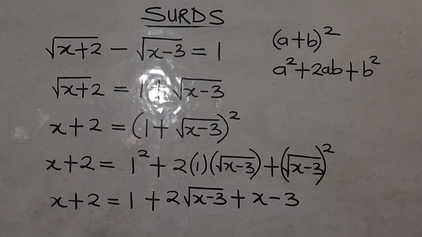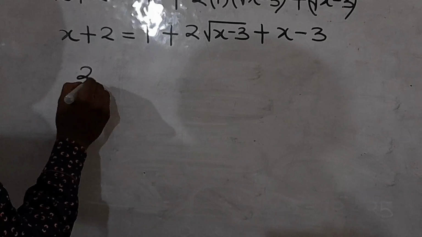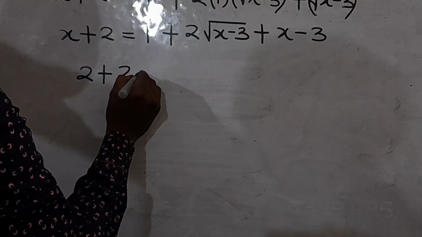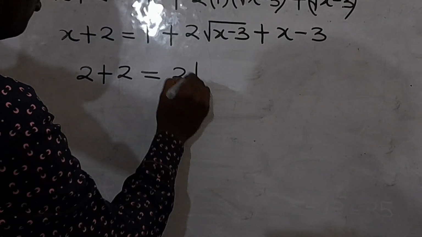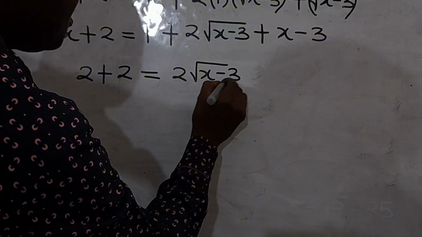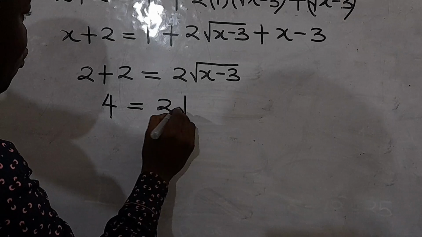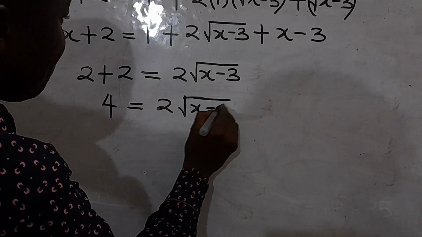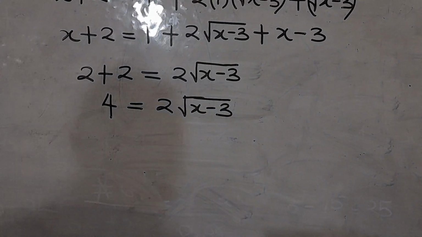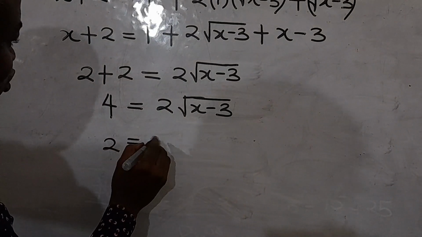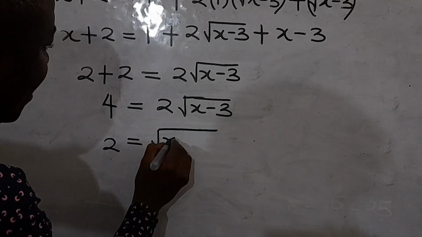So let's see the next step. Comes 2 plus 2 equal to 2 root x minus 3. So this is 4 equal to 2 root x minus 3. So this will give us, divide both sides by 2. This is 2 equal to root x minus 3.